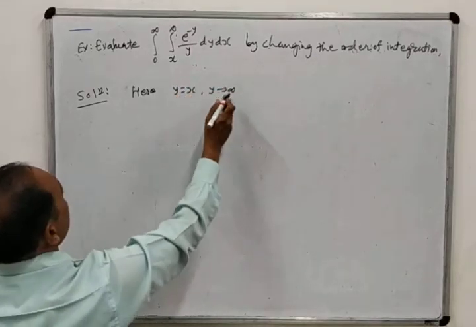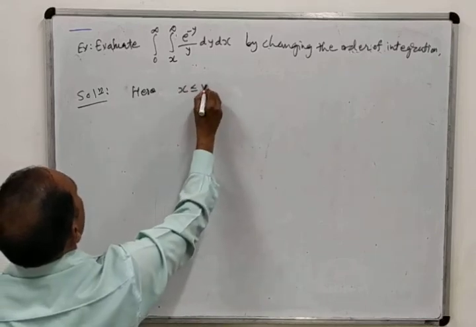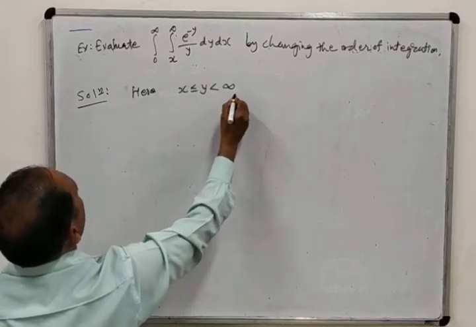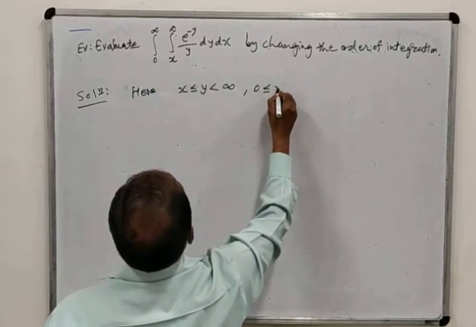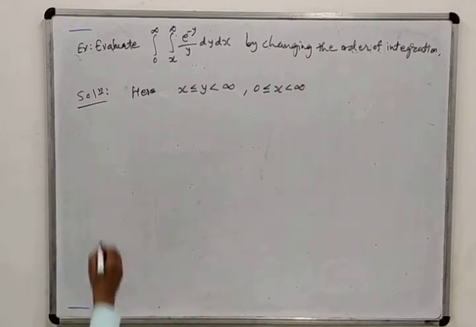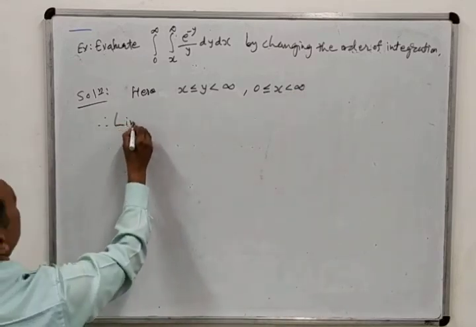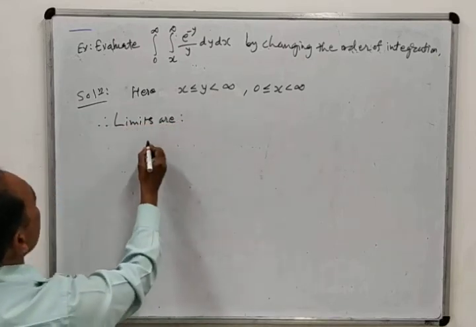Otherwise, we can also write the same thing as x less than or equal to y less than infinity, and this as 0 less than or equal to x less than infinity. And from this, therefore, the limits are... we will have to draw the figure. What do we want to find?